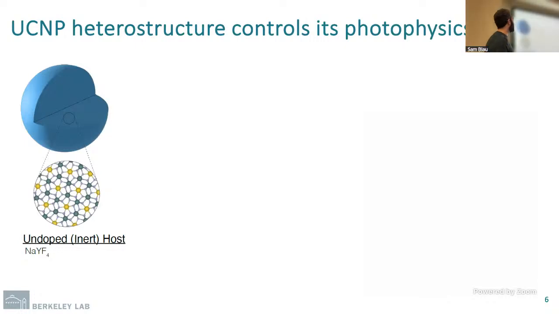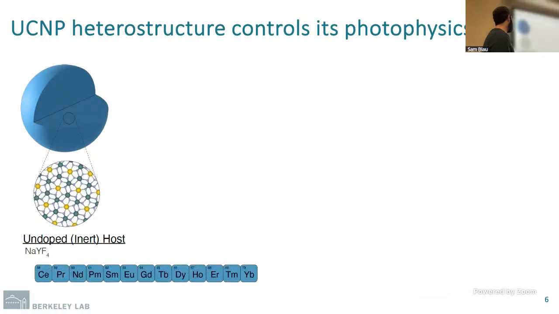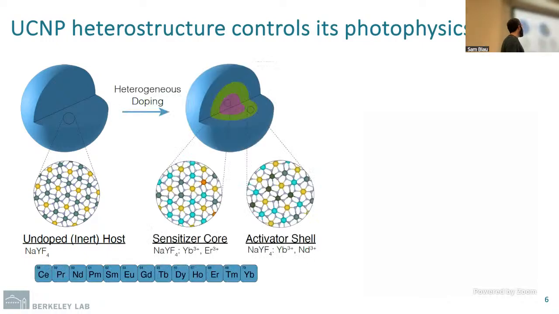And what's really cool about these things is that the heterostructure controls their photophysics. So you have some undoped inert host, and then you have your whole range of lanthanides, which you can now swap out and dope different regions of your nanoparticle with different concentrations.